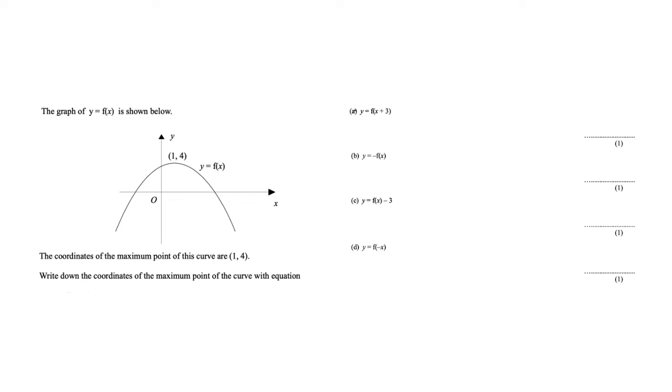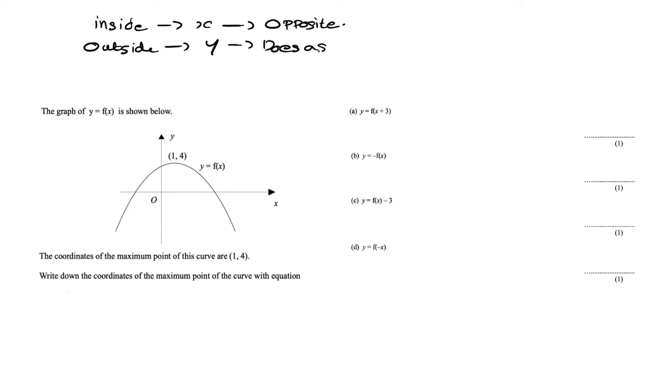Now with function graphs, the key rule you need to know is inside the bracket changes the x-axis and it does the opposite. Outside the bracket changes the y-axis and does as it's told.